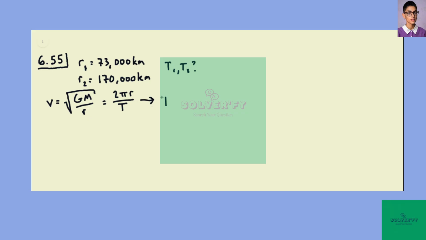And so from this we can get Kepler's period and distance law in a form with the actual proportionality constant given. So T squared equals 4 pi squared over GM times r cubed. And so now the period is 2 pi times the square root of r cubed over GM.